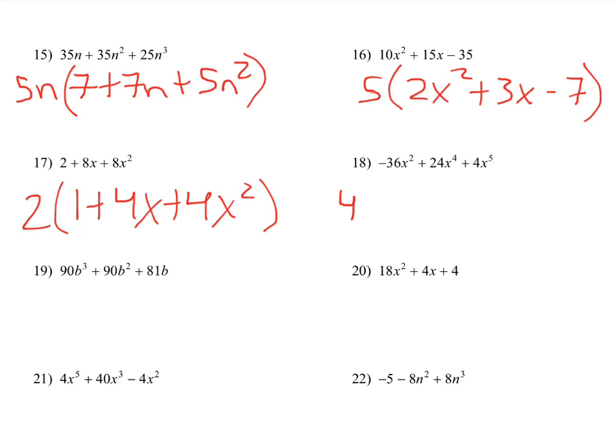Moving on to 18, the biggest number that goes into all those is going to have to be 4, and the least amount of x's available is x squared. That's in all of them. What's the least amount of x's?